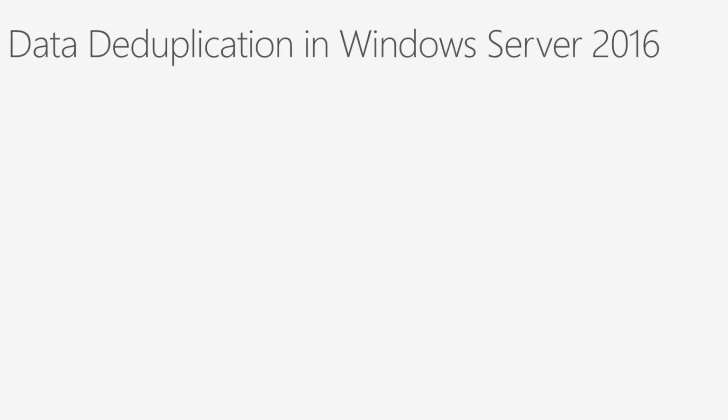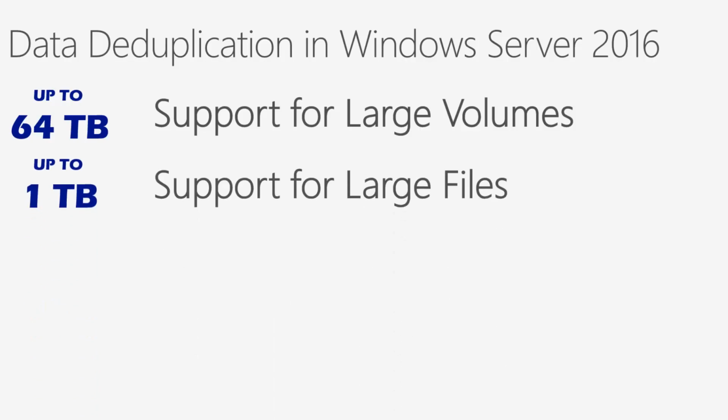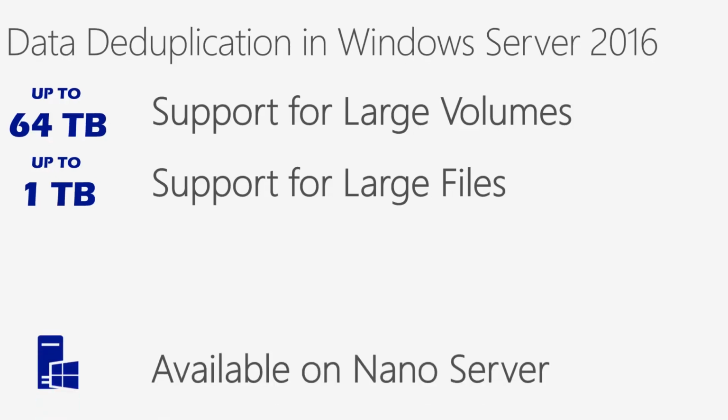And in Windows Server 2016, we've introduced a number of enhancements to make deploying dedupe at private cloud scale easier than ever before. First, we added support for volume sizes up to 64 terabytes. In previous releases, we recommended only deploying volumes at around 10 terabytes, depending on the expected churn on the volume. Second, we added support for files up to 1 terabyte in size. In 2012 R2, dedupe was not performant at files approaching 1 terabyte.